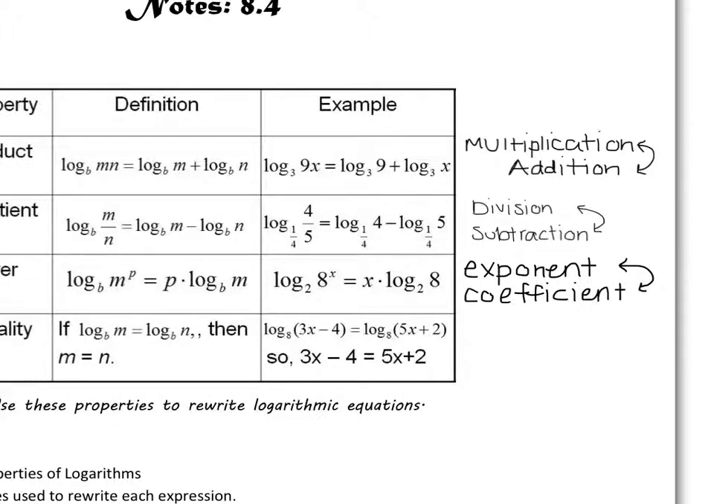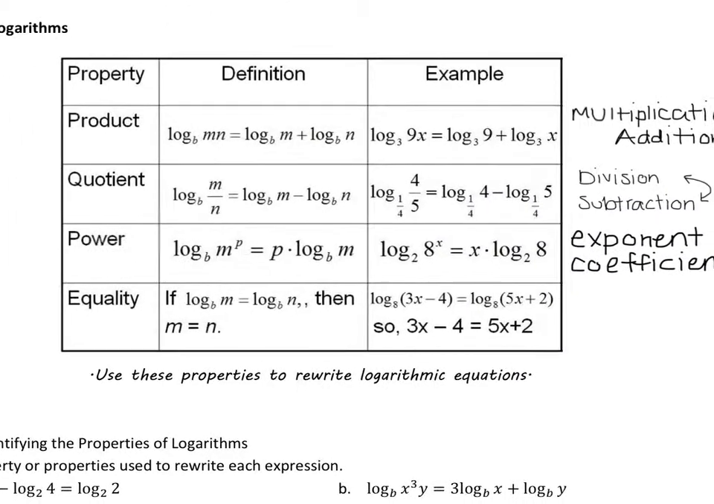And a lot of times we'll actually combine this one with one of these. Okay, so sometimes you'll have power property with either product or quotient. Sometimes you can have all of them together. We won't see that a lot today though.